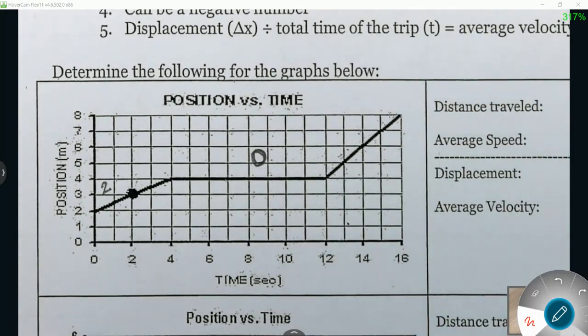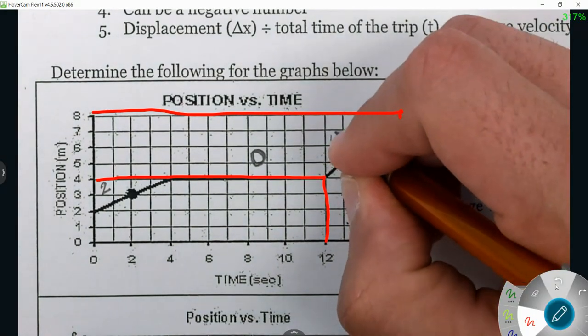And then this last line segment, starting at 12 seconds. We are starting where? At 4. And at the end of the line segment, which is here, we finished at 8. So we went from 4 to 8. How far did we actually move? 4 meters. Good.